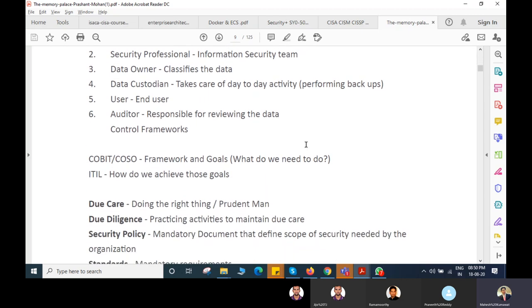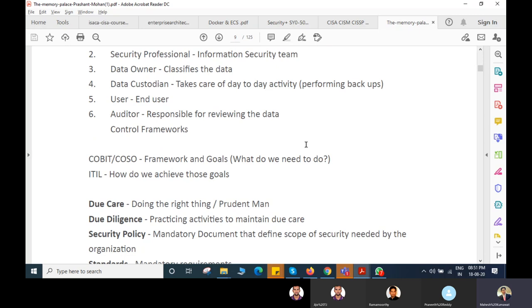So we have some frameworks, the COBIT and COSO frameworks and goals. What do we need to do? ITIL is how we achieve these goals. So we have different types of frameworks: TOGAF, COBIT, COSO. These are frameworks or goals or methodologies or best practices. You can say these are the frameworks, and they will tell you the best practices for the company.